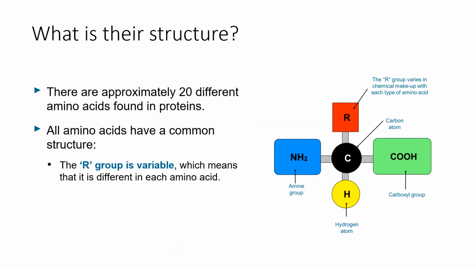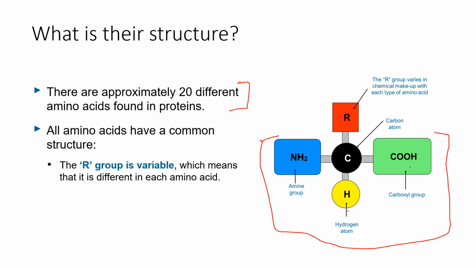Now, their structure. There are 20 different types of amino acids that are found in all proteins in all living things. This is the common structure on the right-hand side here of any generic amino acid. This bottom bit here, this nitrogen, this hydrogen, and this carboxyl group here, and this central carbon are all very consistent amongst all amino acids. They all have an amine group, a hydrogen, a carboxyl group, and a central carbon.